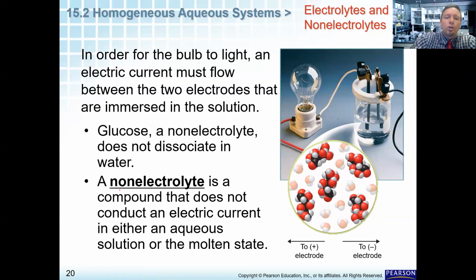So when we talk about glucose, it is a non-electrolyte, and that's sugar. Glucose is another name for sugar, C6H12O6. You're going to learn a lot about that in biology next year. So if you drop that in the water, notice no flow. And I did this in the demo in the class. So what is a non-electrolyte? It is a compound that does not conduct an electric current in either aqueous or molten state.